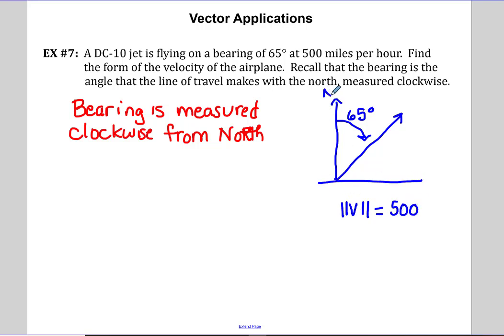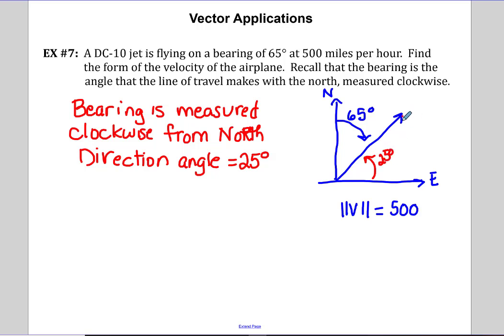And this would be the north line. This would be the east line. So our direction angle, that's different. The direction angle is the angle from the x-axis in a counterclockwise manner, and our direction angle would be 90 minus 65, or 25 degrees. So the direction angle for the flight of the jet is 25 degrees. That would be this angle. Now you can see that we have a right triangle here, with this being our theta angle or direction angle.